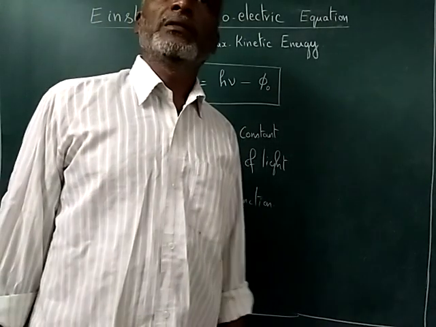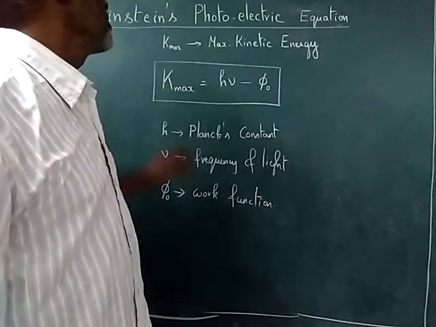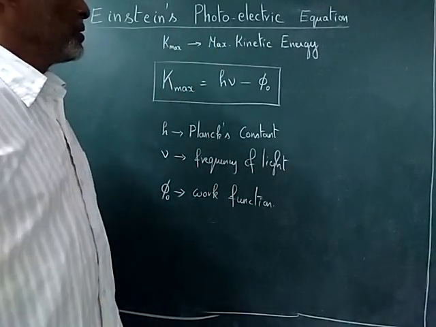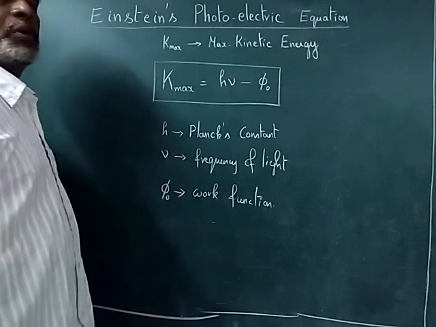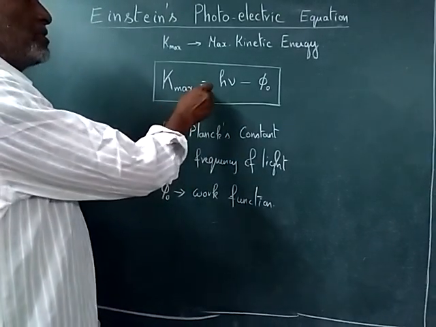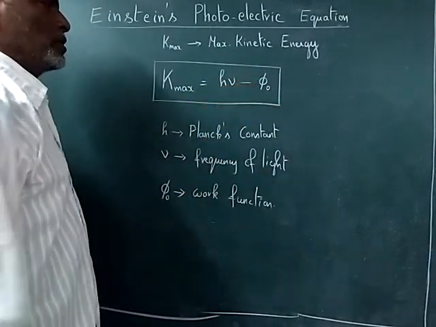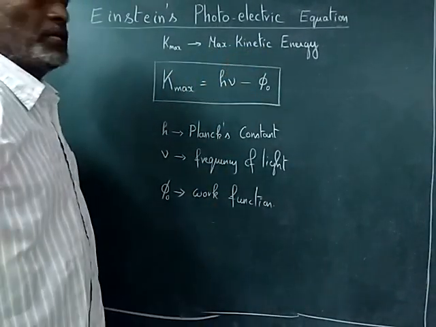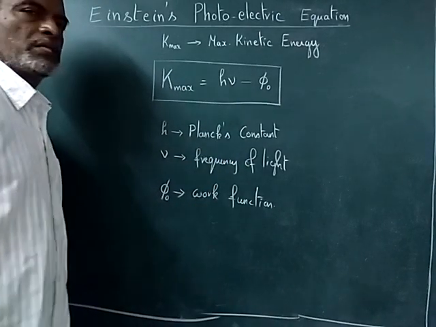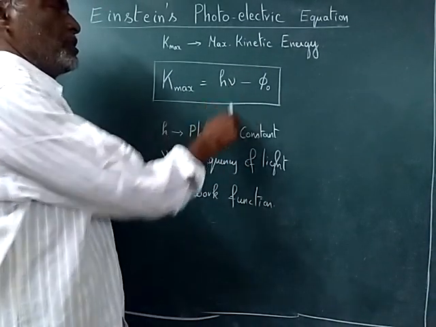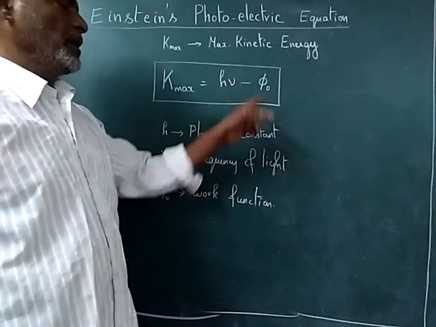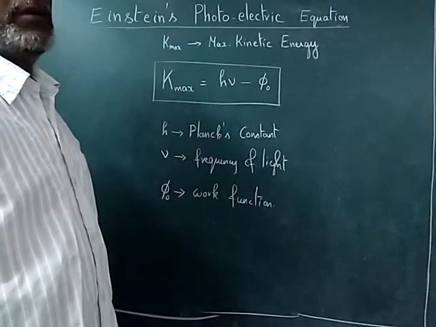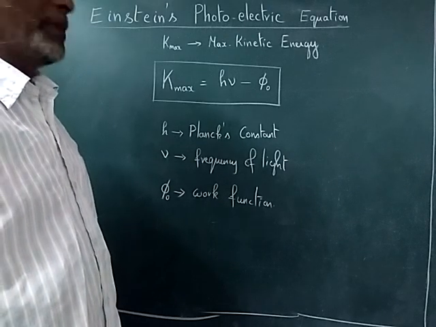Hello viewers, today we are going to see about Einstein's photoelectric equation. So Einstein's photoelectric equation is K max is equal to h nu minus phi naught. Now K max is nothing but maximum kinetic energy, h is Planck's constant, nu is the frequency of light, and minus phi naught. This phi naught is nothing but the work function of the particular photosensitive material or metal.